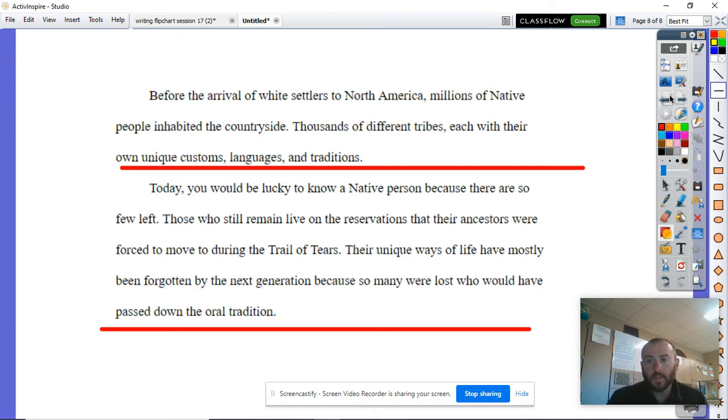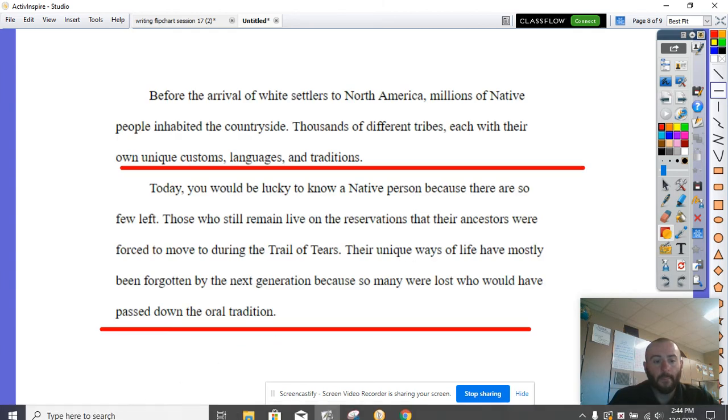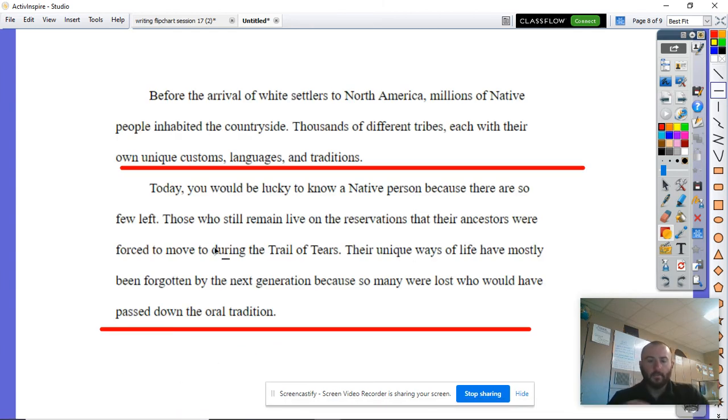Okay, so I'm contrasting life then and now. Back then, they thrived. There was millions of them. They had their own way of life. Now, not many of them left. Not many of them know really their past and who they are. And yeah, that's what happens when a whole people basically get wiped out. You forget the history. So that is what we're going to work on today, our introductions.